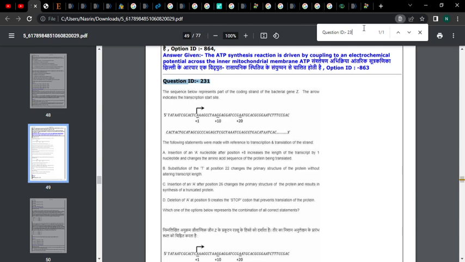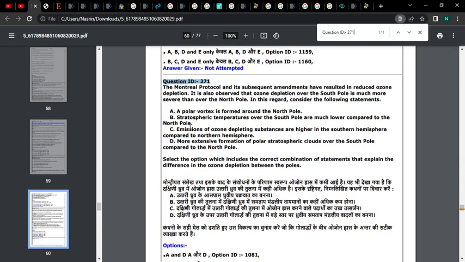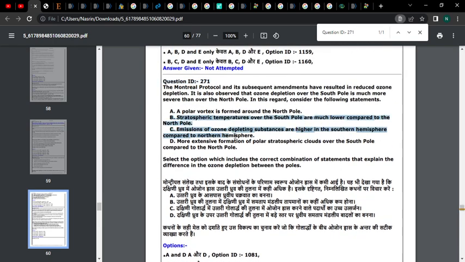Next question is with regard to question number 271. There was a question regarding monitoring protocol, and the correct option is 1 or 2. That is, they say that only option B and option C are correct, because the polar vortex is not only formed at the North Pole, it is also formed at the South Pole.